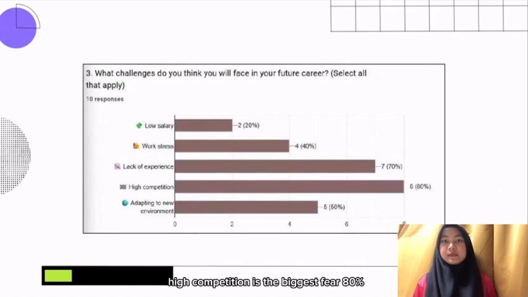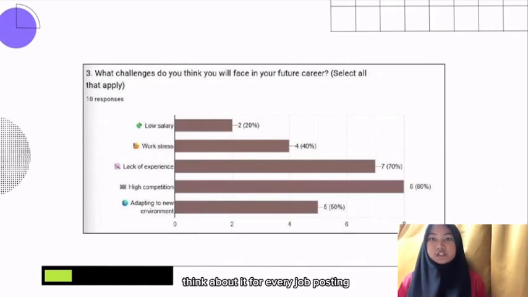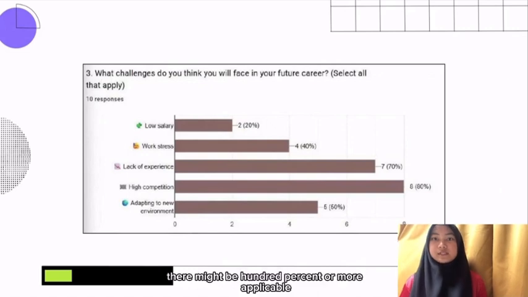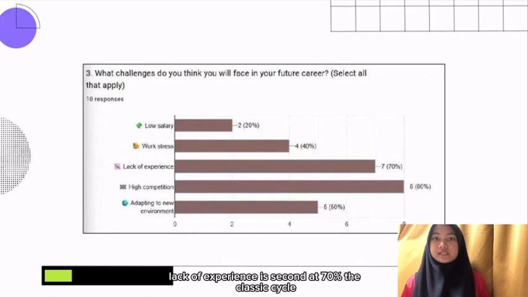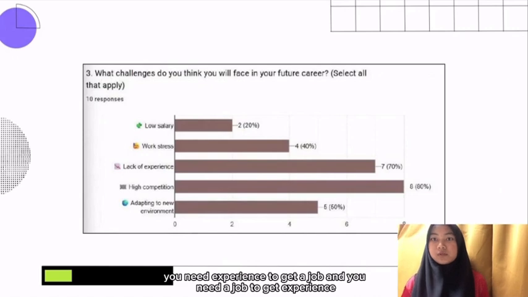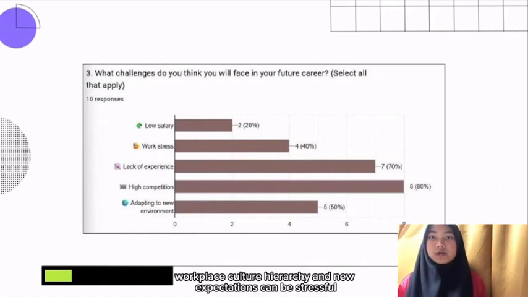High competition is the biggest fear, 80%. Think about it. For every junior job posting, there might be 100 or more applicants. That's intimidating. Lack of experience is second at 70%. The classic cycle: you need experience to get a job, and you need a job to get experience. Adapting to a new environment was chosen by 50%. Workplace culture, hierarchy, and new expectations can be stressful.